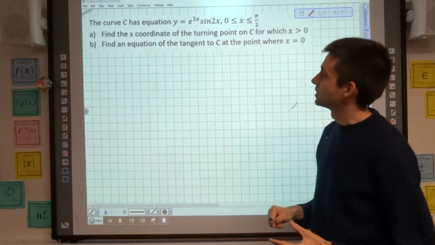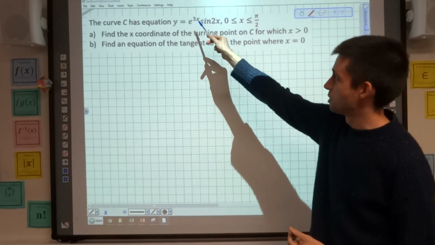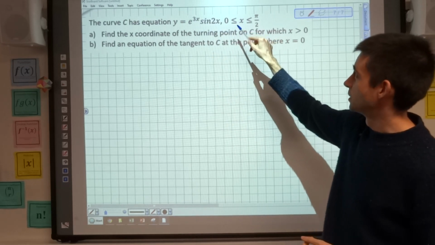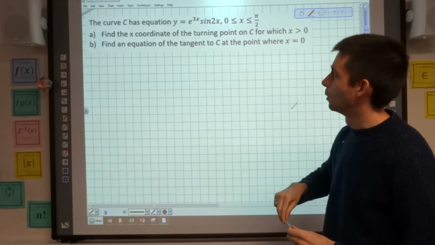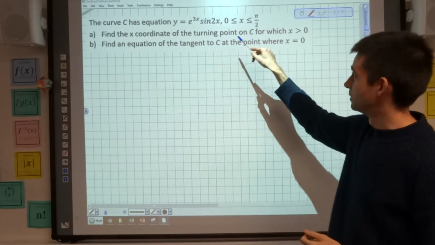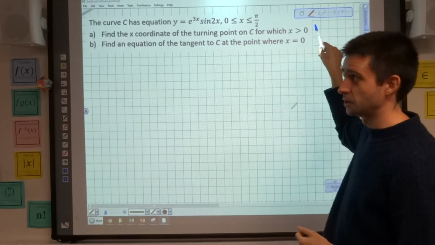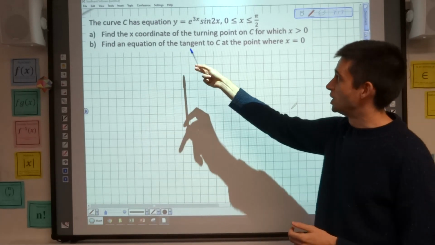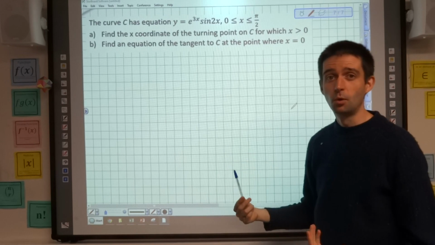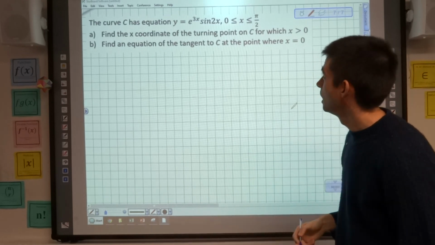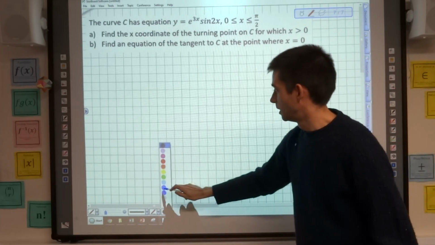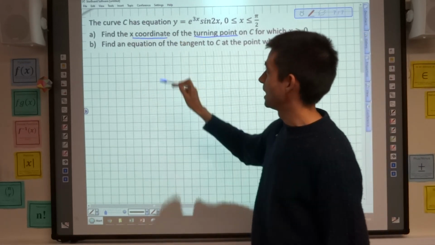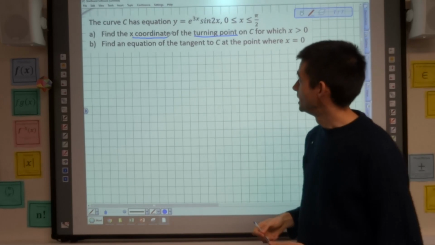The curve C has equation y equals e to the 3x sine 2x for x values between 0 and pi over 2. We're being asked to find the x coordinate of the turning point on C for which x is greater than 0. And then in part B, we're being asked to find an equation of the tangent to C at the point where x equals 0. Okay, so we are being asked to find the turning point. Crucially, we're just being asked to find the x coordinate. We'll deal with that when we get there.